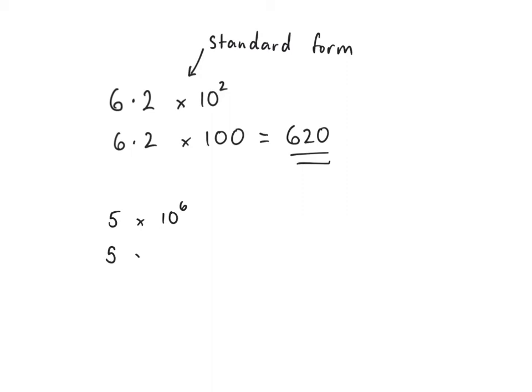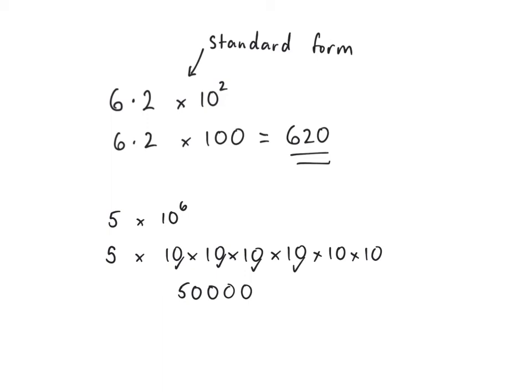Well, it means 5 times 10, 6 times, because that's what 10 to the power of 6 means. 5 times 10, times 10, times 10, times 10, times 10, times 10. There, that's my answer. Now, I know that says 5 million, but all you're doing is looking at the numbers and thinking, how many times do I need to multiply that by 10?